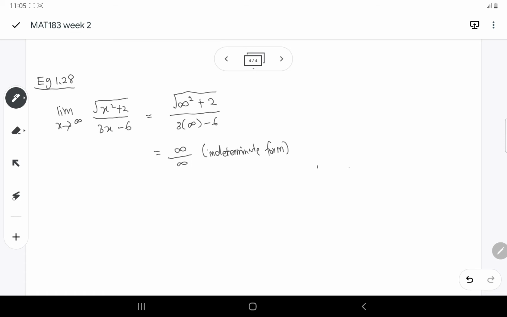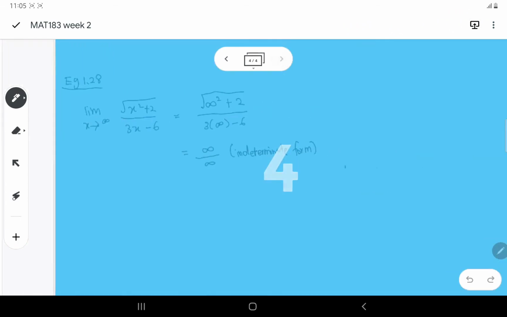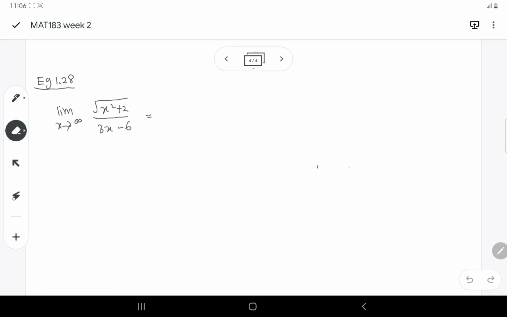So if we use the same previous method, we need to divide each term in the function by the highest order term in the denominator. So look at our denominator, which is the lower part of this fraction. The highest order of our denominator is x power of 1. So we need to divide all the terms in the upper part and the lower part of the fraction by x power of 1. So we would write the solution like this: x squared plus 2 divided by x. And same with this term, 3x divided by x and also 6 divided by x.